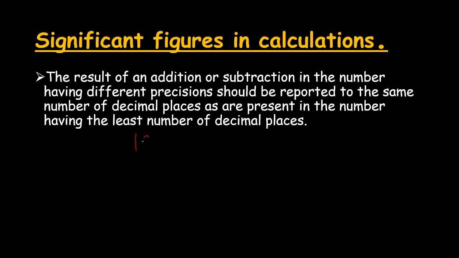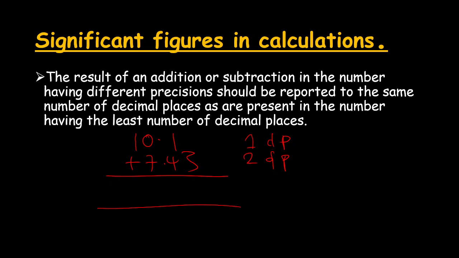Okay, let's solidify our understanding by looking at this example. Let's say we are adding 10.1 to 7.43. We ask ourselves, what number of decimal places does 10.1 have? It has 1 decimal place. Then what number of decimal places does 7.43 have? It has 2 decimal places. Therefore, we know that our answer will have 1 decimal place.